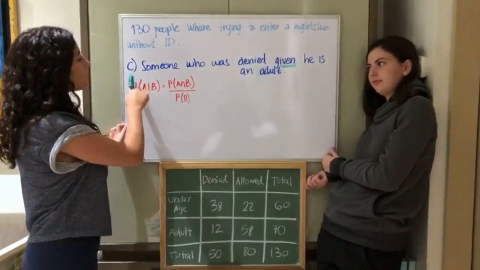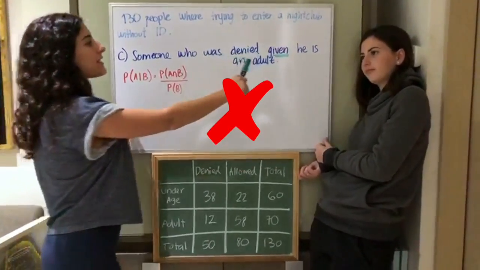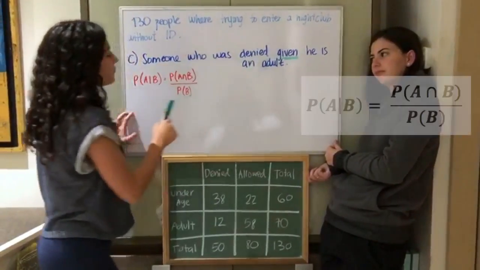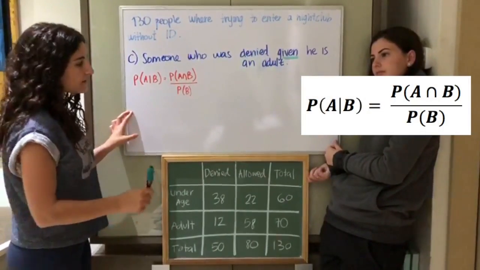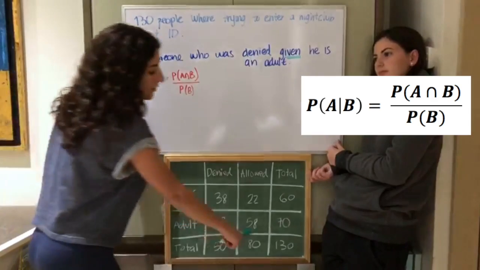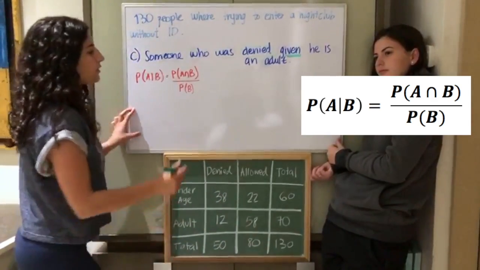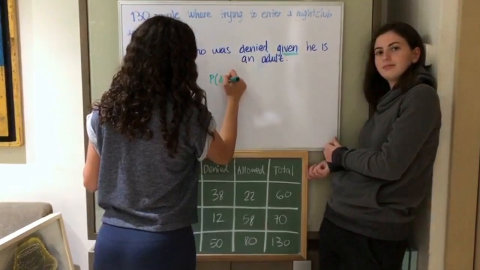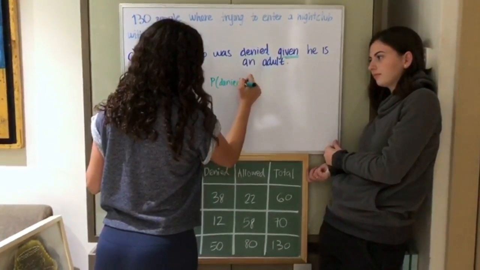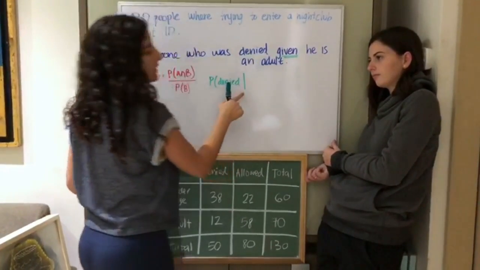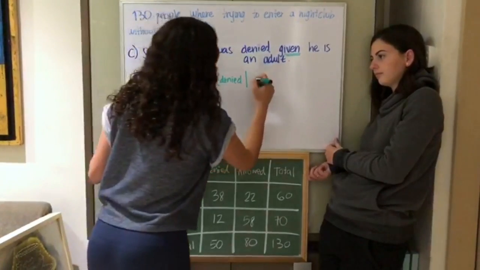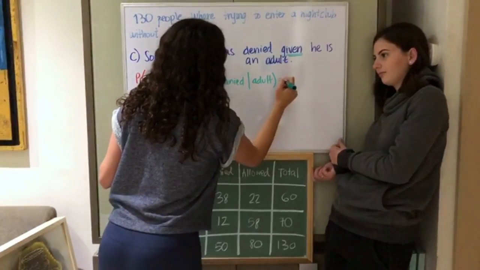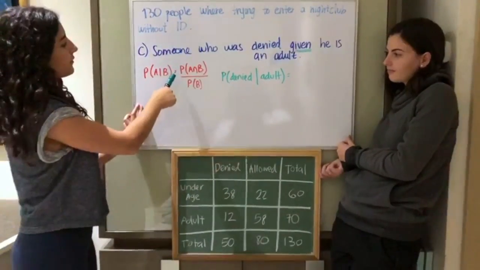Okay, so now for problem letter C. Someone who was denied given he is an adult. When we have the word given, we have to use this formula, because this means that we're only talking about the adults, not the 130 people. So we're gonna start. The probability of being denied given, and given is this little line, it's an adult. And we follow the formula.